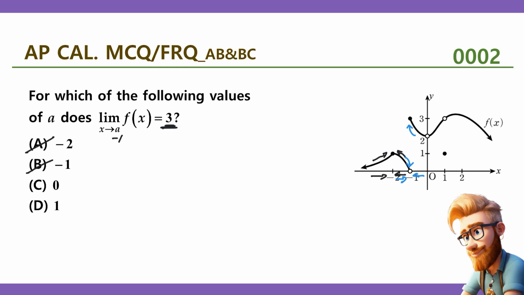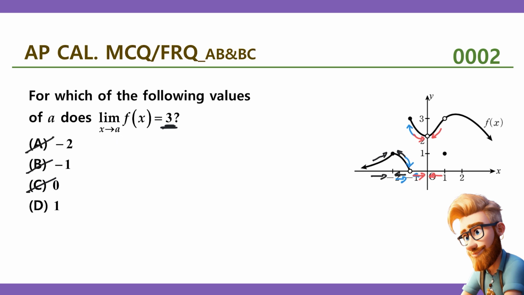C, we have 0. So if we have 0 here, okay, let's check the limit value. As x approaches 0 from the left hand side, that approaches 2. From the right hand side, it also approaches 2, right? So the limit value is equal to 2, not 3. Okay, D, we have 1.